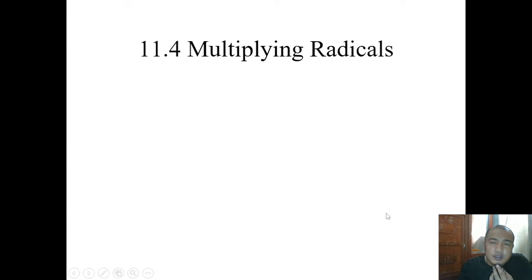Okay, this is the continuation of our lesson on multiplying radicals. Okay, let us have more examples on how to multiply radicals in this part.